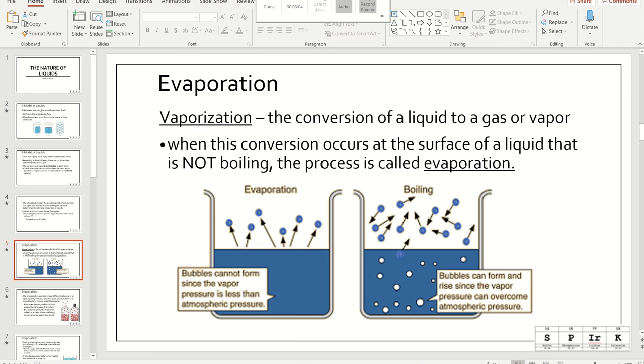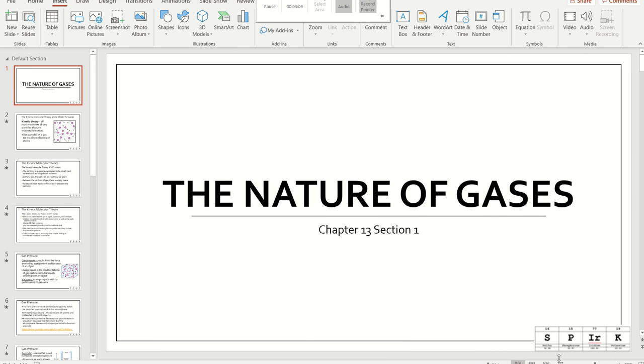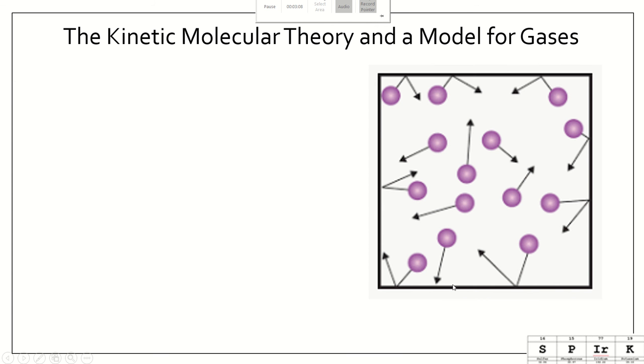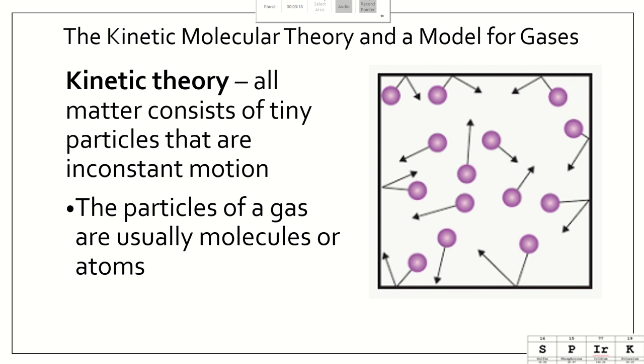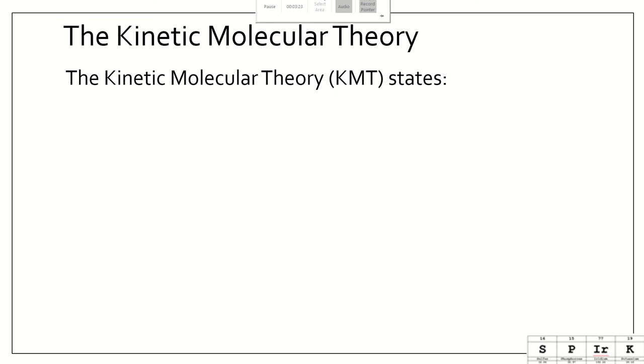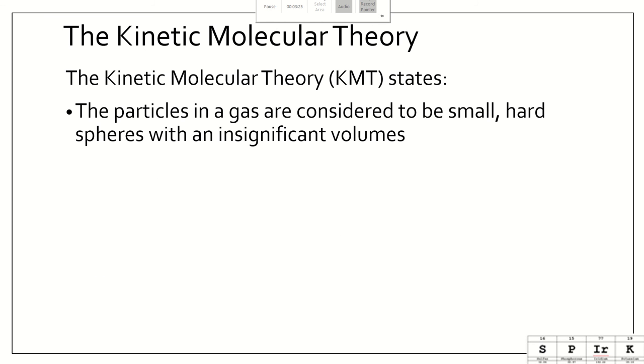Let's jump over to gases now. So as far as gases go, we're going to talk about the kinetic molecular theory. The kinetic theory says that all matter consists of tiny particles that are in constant motion. The particles of a gas are usually molecules or atoms. And the kinetic molecular theory states a few postulates.